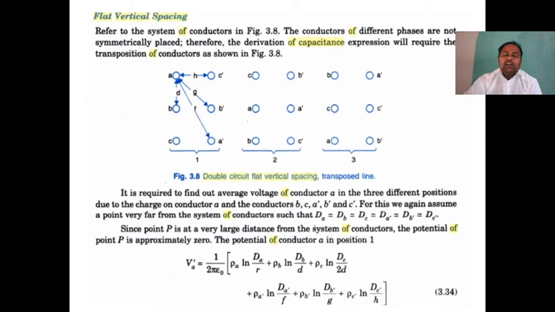Next one is another circuit, that is, the three-phase double circuit line. Another important one after hexagonal spacing is the next one, flat vertical spacing. Vertical means the conductors are arranged A, B, C, A dash, B dash, C dash.